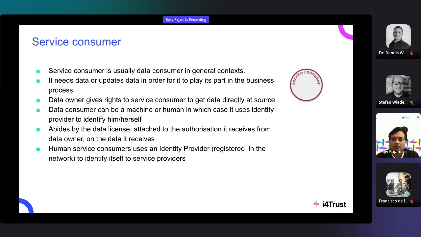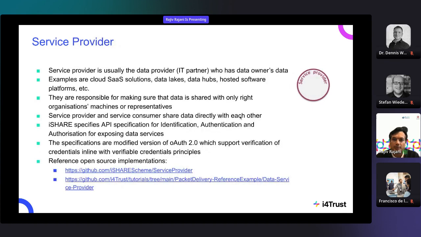And when it is a human service consumer, it always uses an identity provider to identify itself to the service provider, right? A service provider is mainly, in this context, providing services related to data, and not services like authorization, registry, identity provider, marketplace, or those. So in this sense, it is a service provider whose services are being consumed by the service consumer.